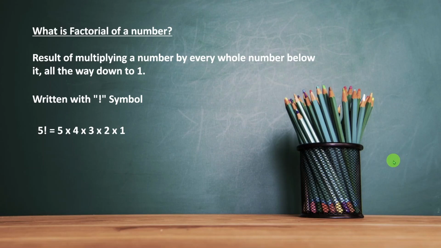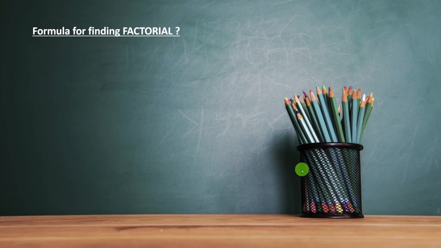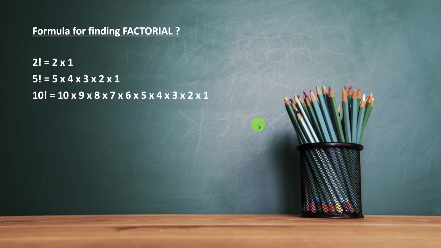An example of a factorial is 5 factorial, which is 5 times 4 times 3 times 2 times 1. That is 120. Now let's come up with the formula for finding a factorial. And we know that 2 factorial is 2 times 1. 5 factorial is 5 times 4 times 3 times 2 times 1. And 10 factorial is 10 times 9 times 8 and all the way down to 1.